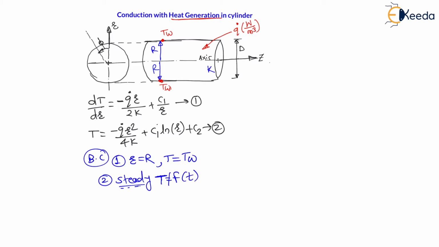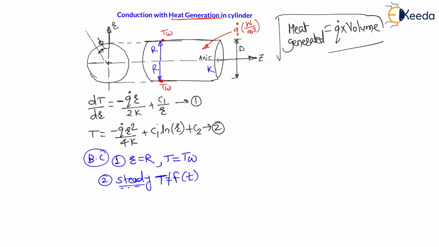And my dear students, how can we maintain this steady state condition? Inside this cylinder, heat is generated. At the start of this session we saw that the heat generated is q dot, the uniform heat generation rate in watt per meter cube, which is the heat generated per unit volume. Therefore this q dot into the volume of the cylinder is the heat generated inside the cylinder.